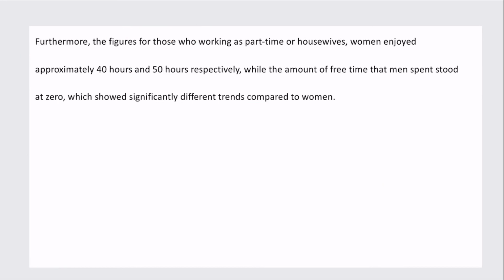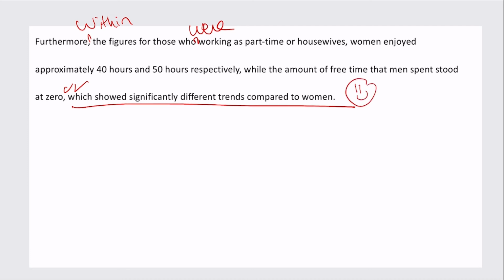Furthermore, the figures of those who were working as part-time or housewives within women enjoyed approximately 40 hours and 50 hours, while the amount of free time that men spent stood at 0, which showed significantly different trends compared to women. Okay, I really like this comparison sentence. I think this is really good. I like how they give the figure and then they do the sort of analysis of it, which is nice.